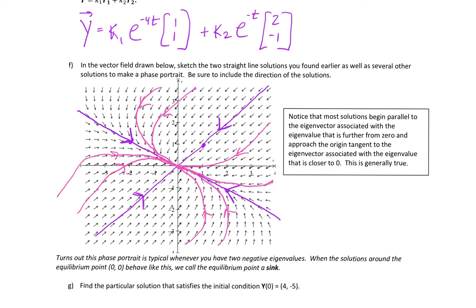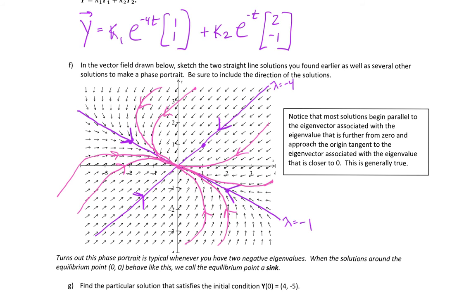So what we should notice is that most solutions that we drew here begin parallel to the eigenvector associated with the eigenvalue that is further from 0. So let's label these. This eigenvector was associated with lambda equals negative 4. And then this one was the one associated with lambda equals negative 1. So negative 4 is further from 0. So we see that the solutions start parallel to the eigenvector further from 0, and they end up swirling in tangent to the eigenvector that's closer to 0.